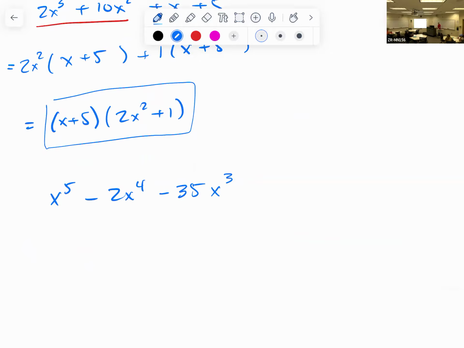All right, what do we do first? Take out x cubed, the greatest common factor.